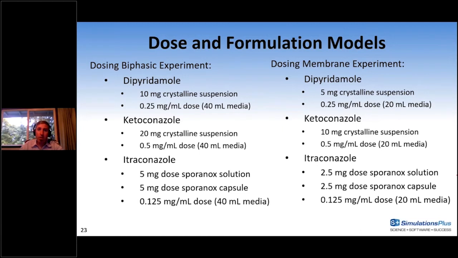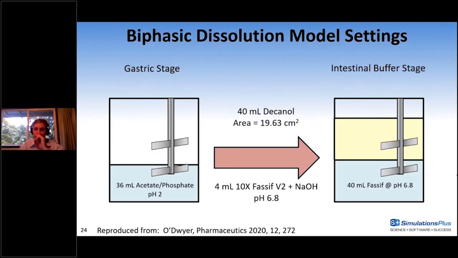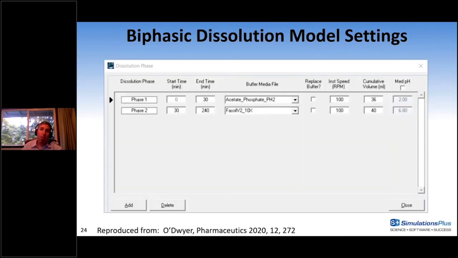And the dissolution setup for their experiment, they had a gastric stage for the biphasic model where they had 36 mils of acetate and phosphate buffer at pH 2. Then they added at 30 minutes 4 mils of 10x concentrated FASF version 2 with NaOH to adjust the pH to 6.8. They layered 40 mils of decanol on top of that. The area was 19.63 centimeters squared. And we can do that in DDDPlus by setting up the experimental phases.